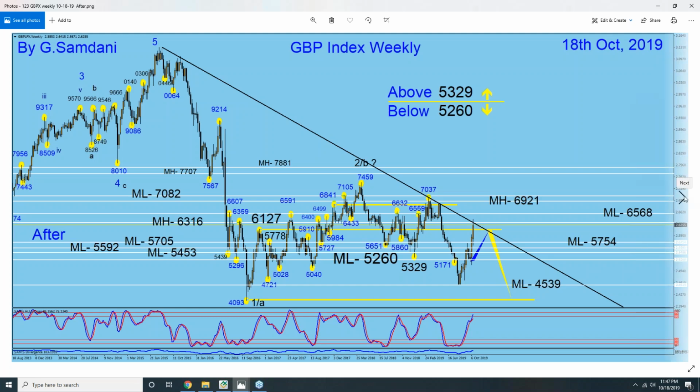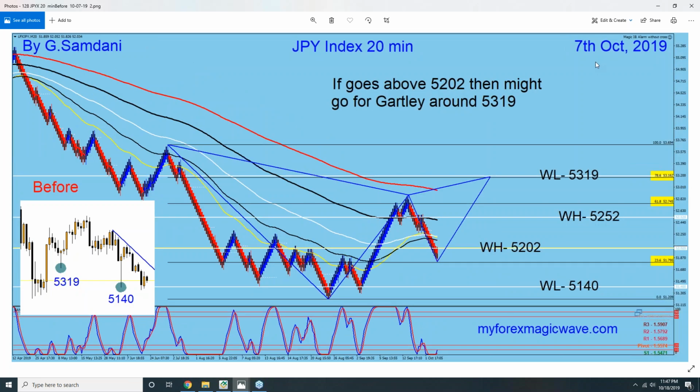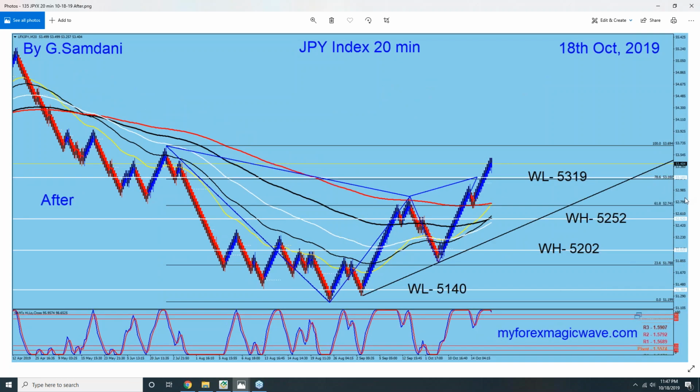Similarly, a yen index chart, I made this on the 7th October, saying that this is one of the harmonic pattern kind of things, as Fibonacci calculation is 61%, then 23%, and then it goes back to 78% usually. So what happened to this chart is this. Straight from here, it went up there. Now this chart, this is yen index 20-minute chart, and this is the opposite of all the other indexes.